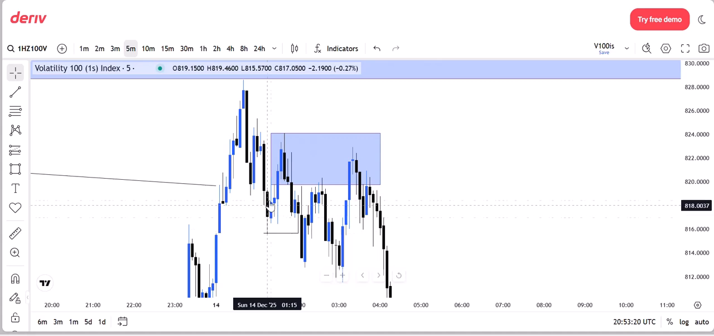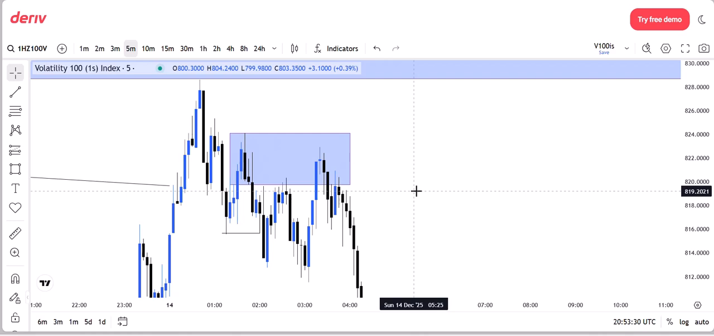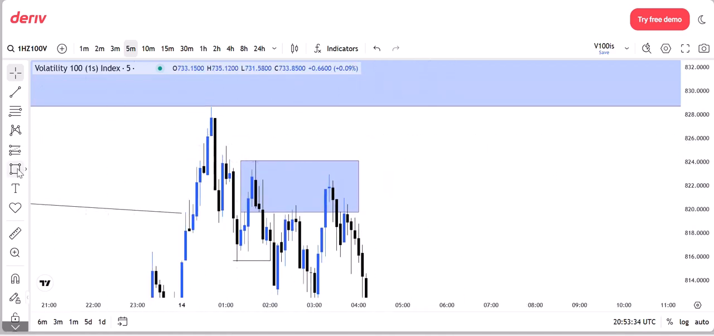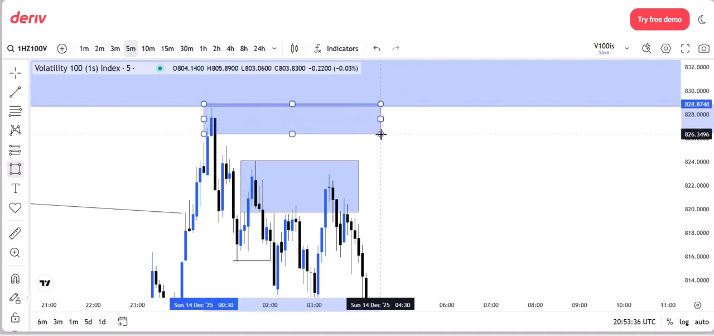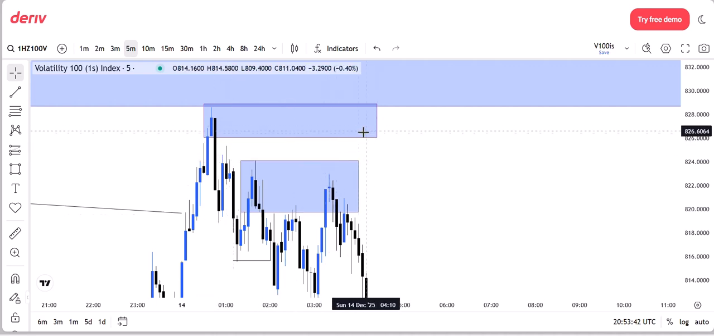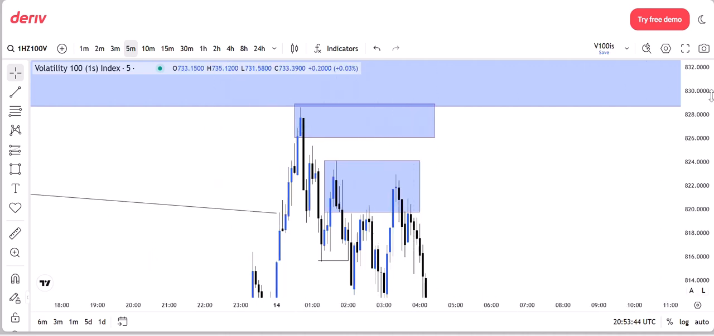So price came in, broke this low, and this is the zone that caused the break of structure. All right, and now if you look up here, there's also another zone up here, where there's a break of structure as well, which is another zone, more extreme here.